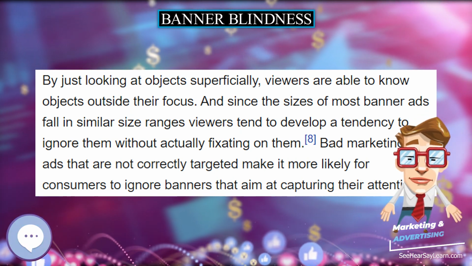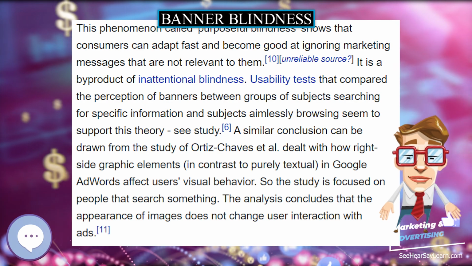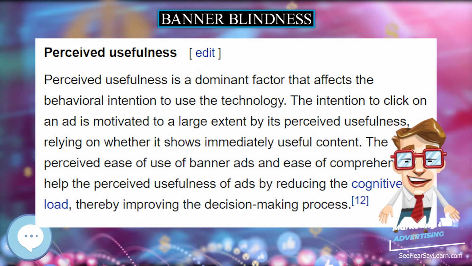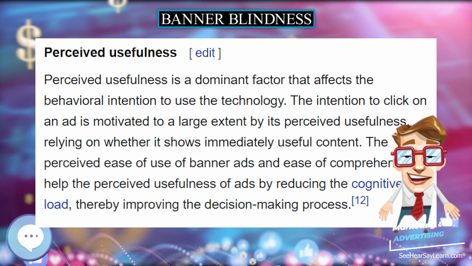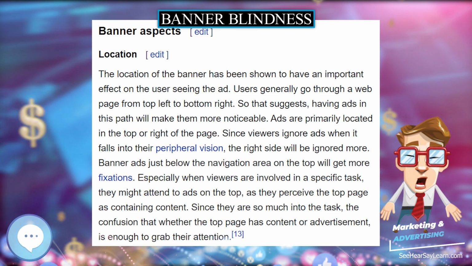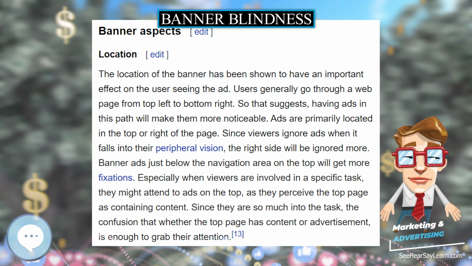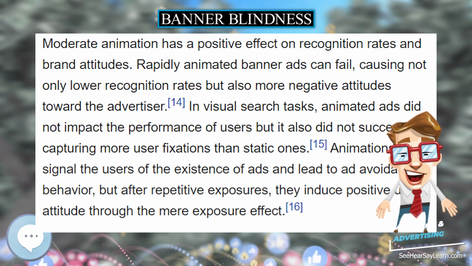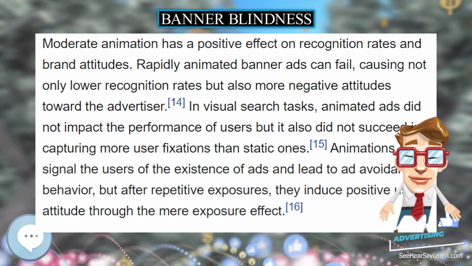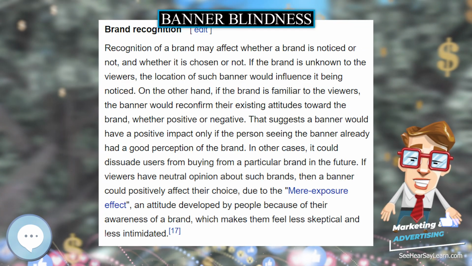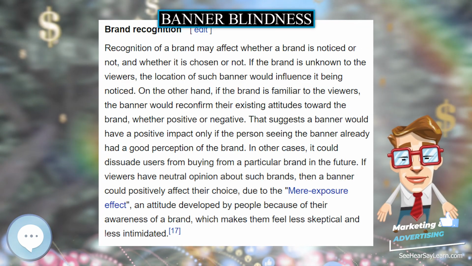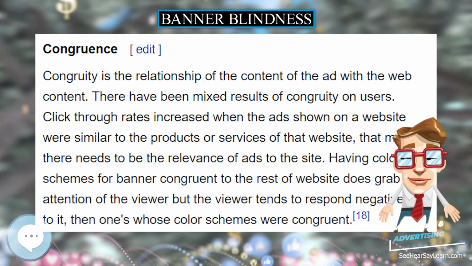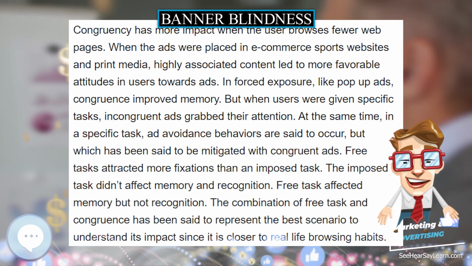That suggests a banner would have a positive impact only if the person seeing the banner already had a good perception of the brand. In other cases, it could dissuade users from buying from a particular brand in the future. If viewers have a neutral opinion about such brands, then a banner could positively affect their choice, due to the mere exposure effect, an attitude developed by people because of their awareness of a brand, which makes them feel less skeptical and less intimidated. Congruence. Congruity is the relationship of the content of the ad with the web content. There have been mixed results of congruity on users.